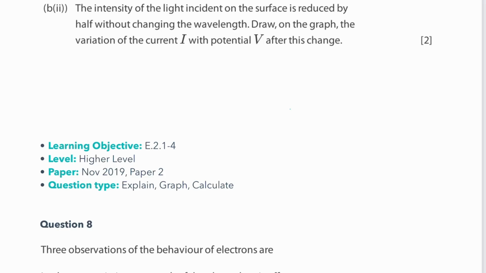B2. The intensity of light incident on the surface is reduced by half without changing the wavelength. So the energy of the photons stays the same because the wavelength stays the same, but the intensity has decreased. Draw on the graph the variation of the current I with potential V after this change. By decreasing the intensity and keeping the energy of the photons the same, it means there's going to be fewer photoelectrons emitted. But they'll still have the same energy.